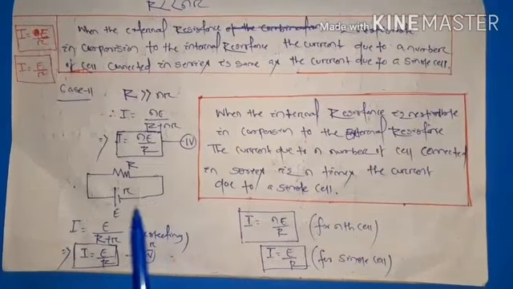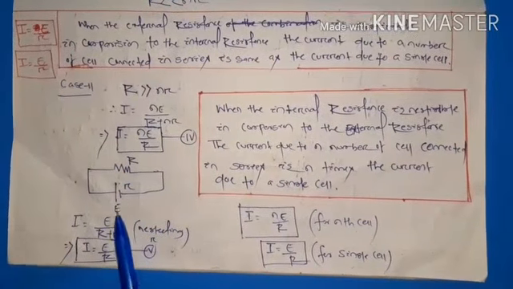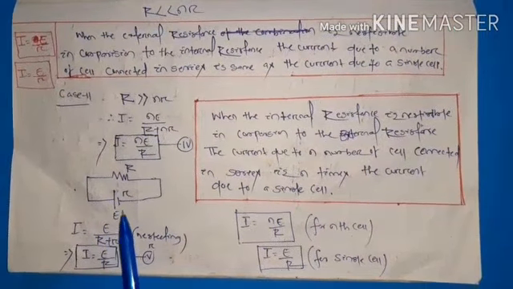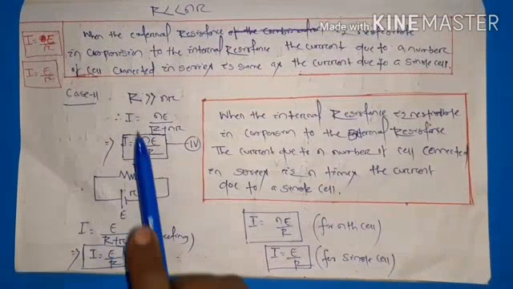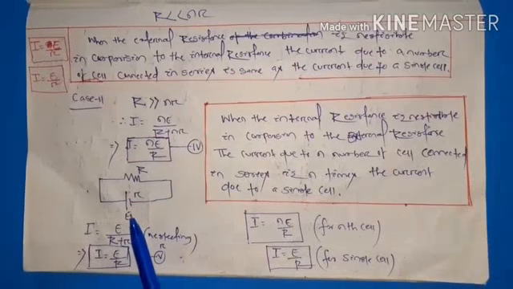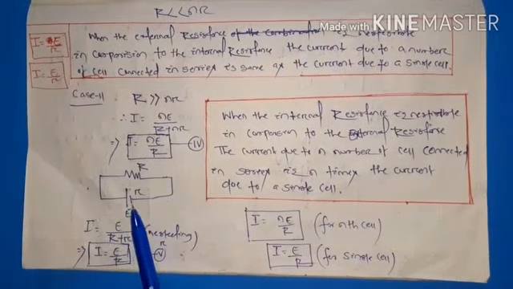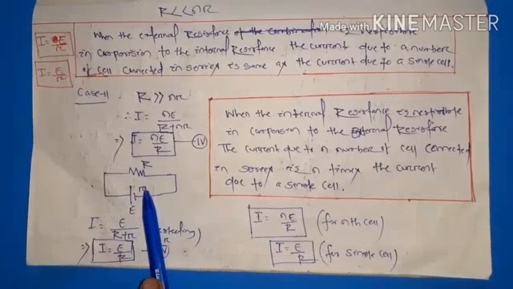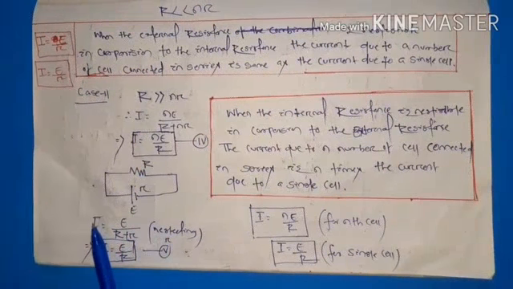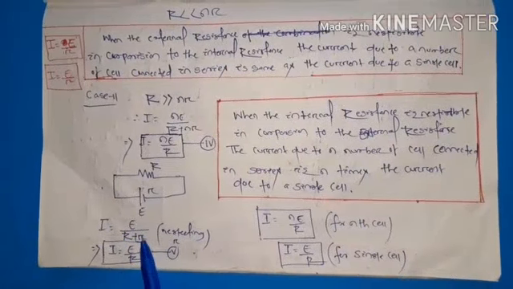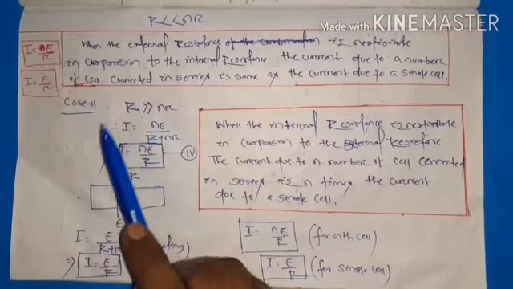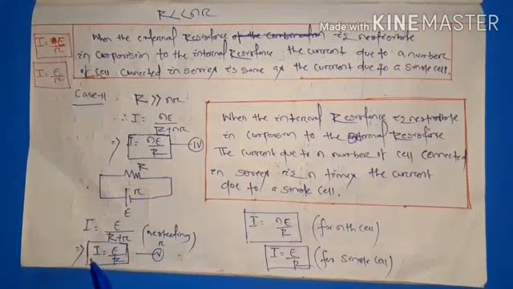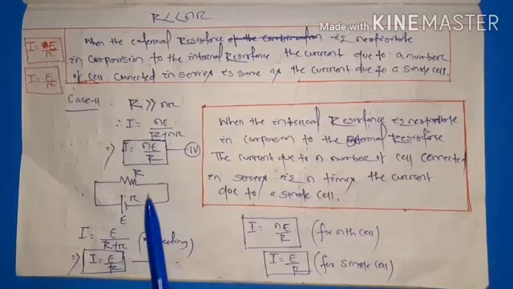Now the n cells are replaced by a single EMF E. Then the current equation I is equal to EMF divided by total resistance. Here EMF is equal to E and total resistance is external plus internal, that is R plus r. So I is equal to E divided by R plus r. But in that case, r is neglected, the internal resistance is neglected. So finally I is equal to E by R for a single cell.